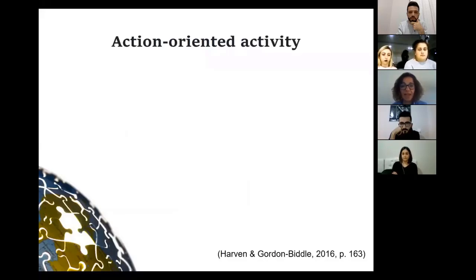Another activity is an action-oriented activity, and as far as social justice language teaching is concerned, this is very important because we often talk about social justice as a noun and social justice as a verb. So social justice as a noun means that we are working to raise their awareness, but social justice as a verb means that we are actually doing something towards achieving social justice. And this means being an activist, but being an activist always has negative connotations, especially in the context of Turkey.